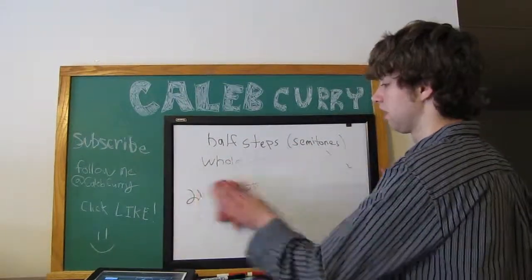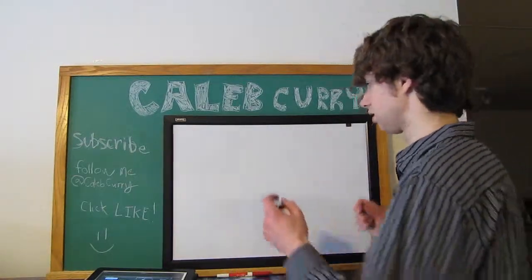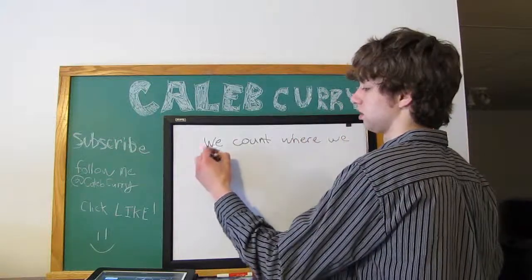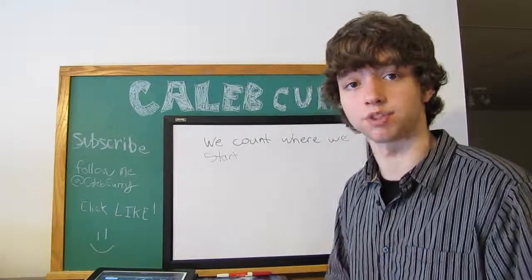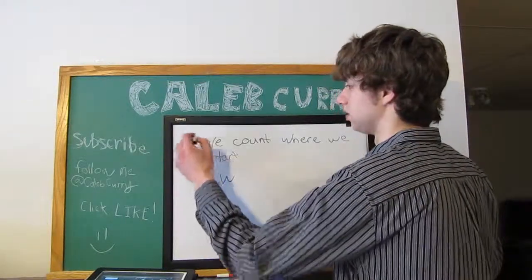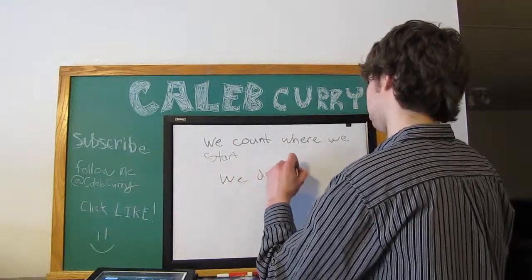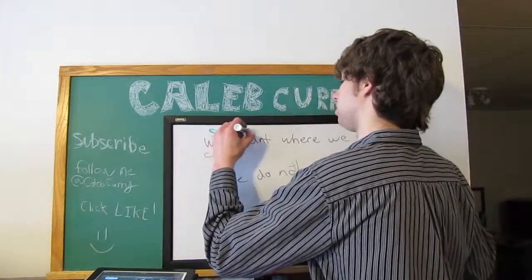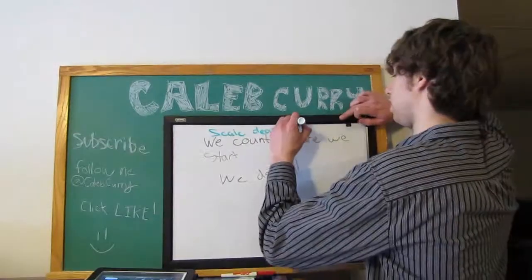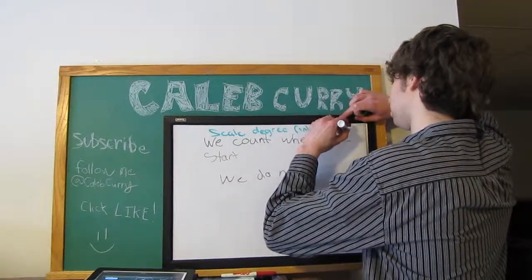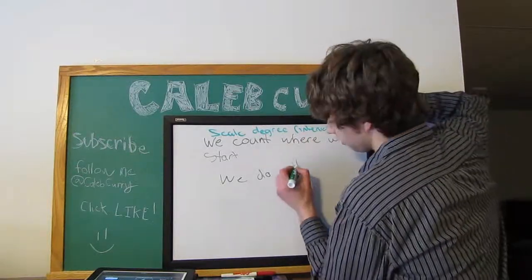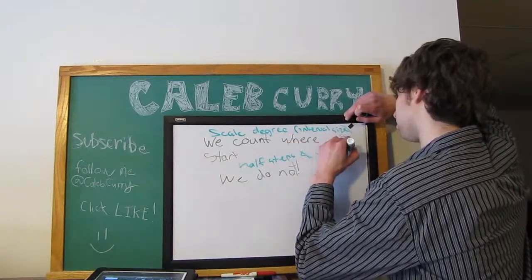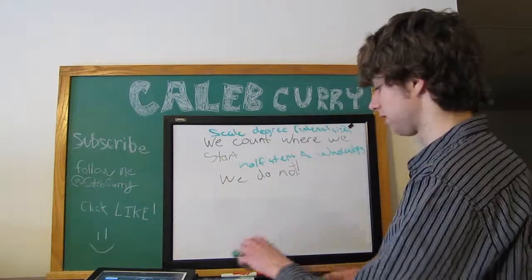So when we're counting scale degrees, I want you to notice something. When we're counting scale degrees, we count where we start. When we count half steps or whole steps, we do not. So, let me label it. So this is for scale degree, also known as interval size. Or for our case, we called it interval size. And then this is called half steps and whole steps. So we do not count where we start. That's the main difference that throws everybody off.